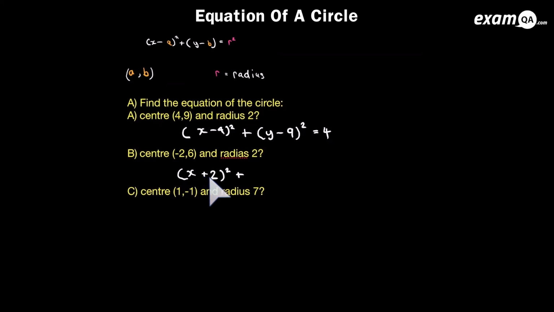And the same thing goes for y. It's going to be y minus the y coordinate of the center, squared. And that equals the radius squared. And the radius squared here again is 2 squared, so it's going to be 4.